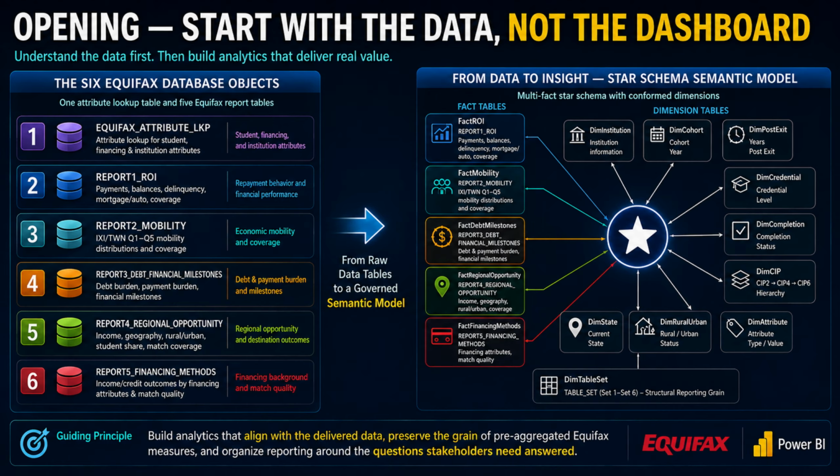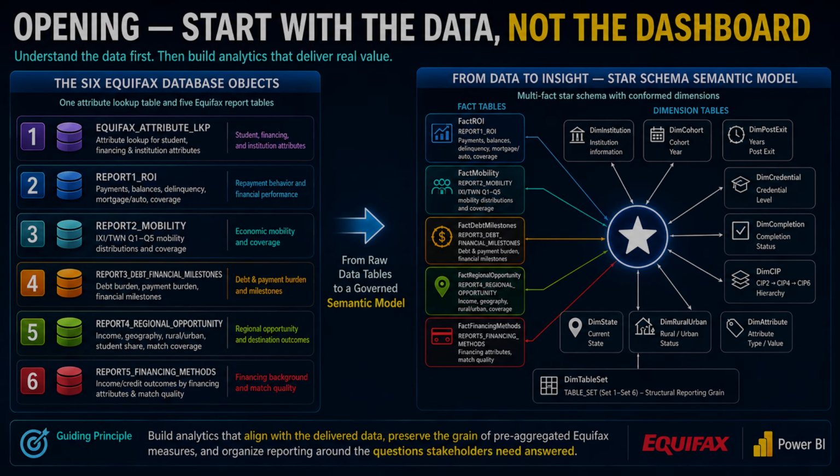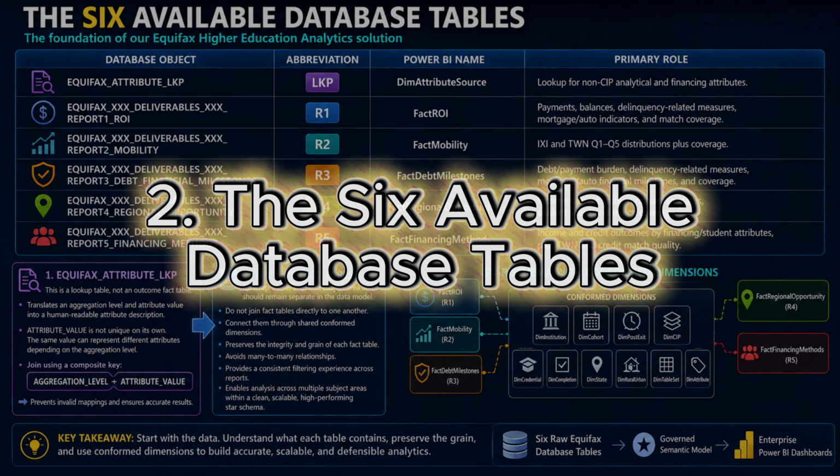The guiding principle of this solution is straightforward. Build analytics that align with the delivered data, preserve the grain of the pre-aggregated Equifax measures, and organize reporting around the questions stakeholders need answered. By grounding the design in the available data, we ensure that every metric, visualization, and insight remains both accurate and defensible. The 6 available database tables.